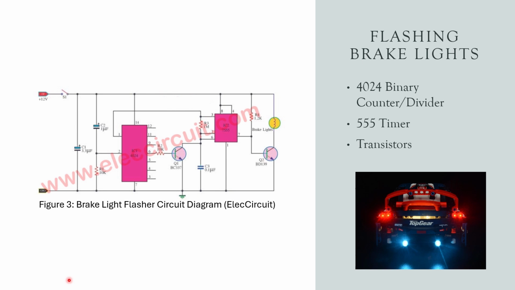One main component is the 4024 binary counter and divider, which divides the input signal and determines how long the brake lights will flash before staying steady. Another main component is the 555 timer, which is configured as an astable multivibrator that generates the flashing pulses for the brake light sequence. A third main component is the transistors, which work together to amplify the signal from the 555 timer and drive the higher current brake lights.